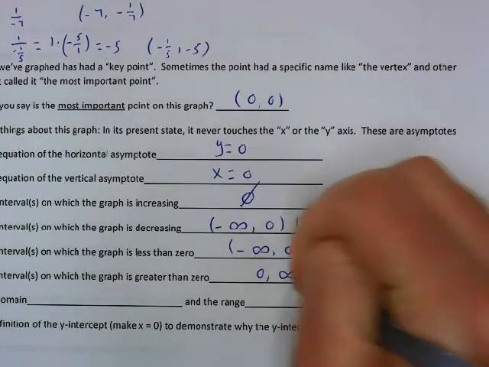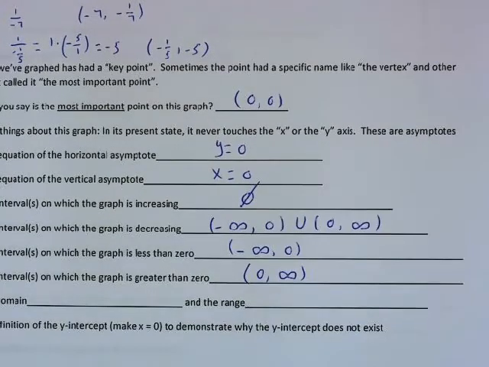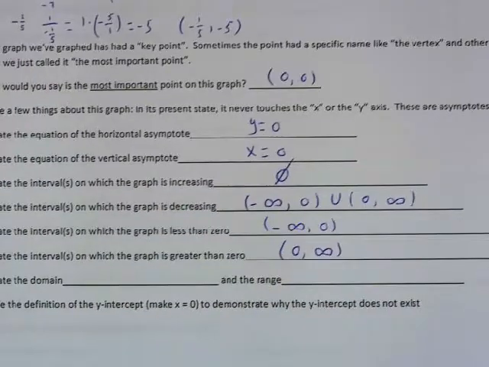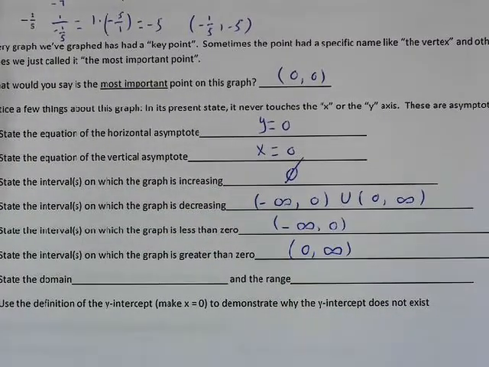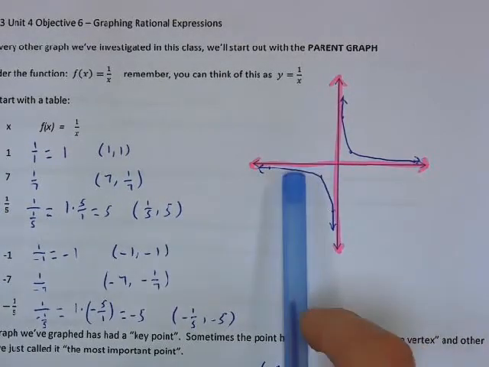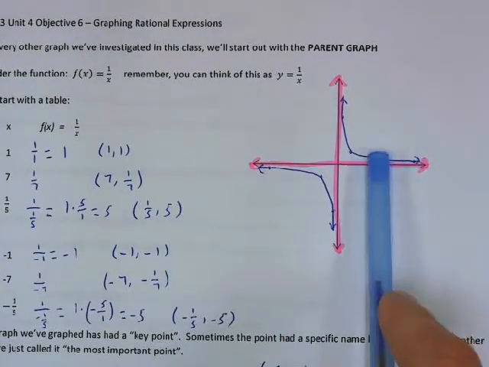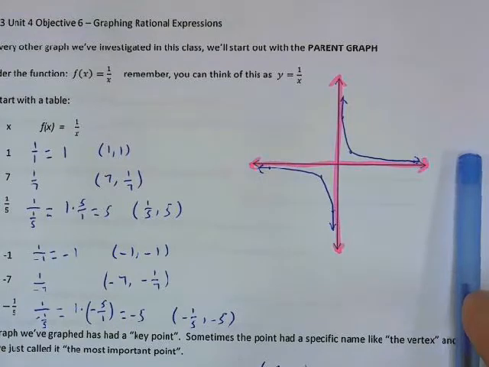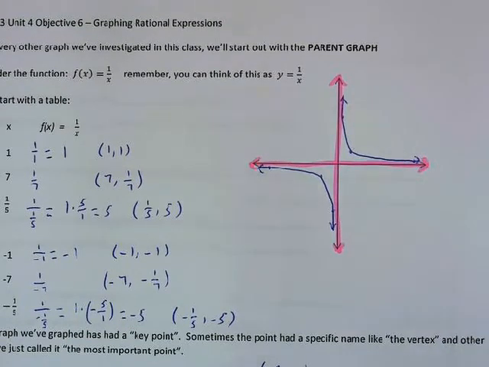All right, almost done. A couple more questions here. State the domain and then state the range. So on my graph, what can x be? When does it stop going to the left? Never. When does it stop going to the right? Never. So what can x be? Pretty much anything except for 0 again.